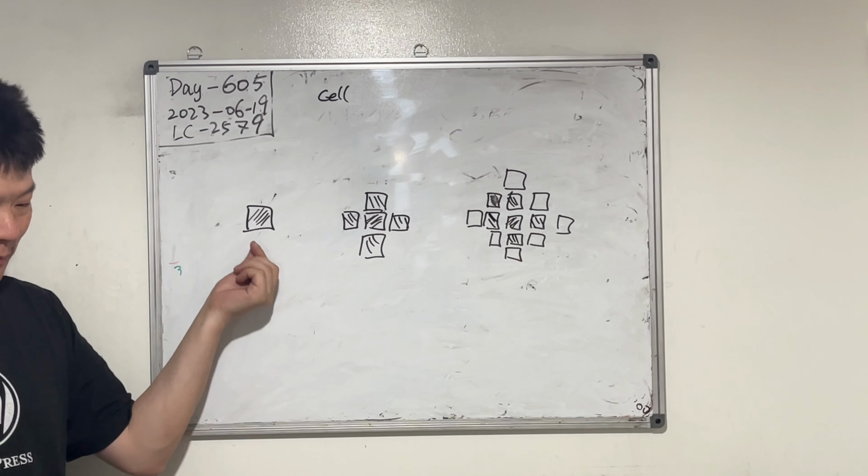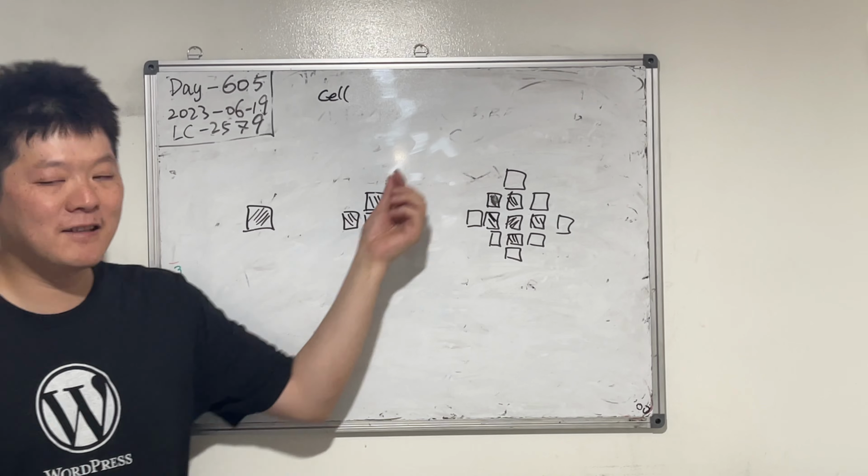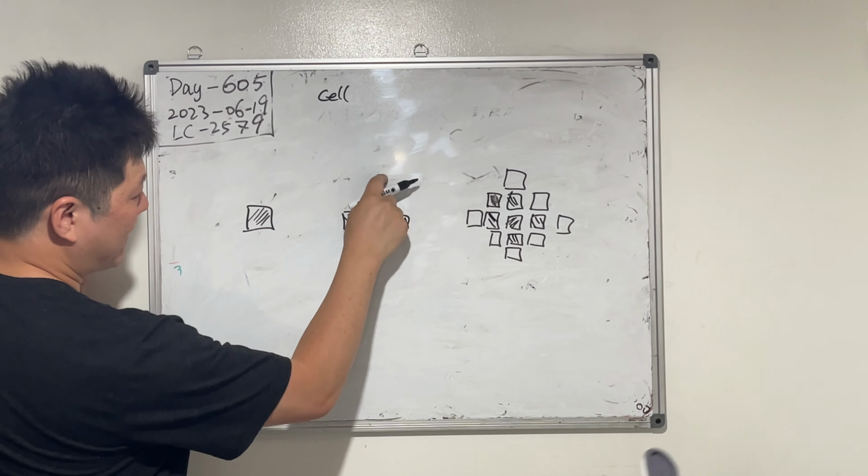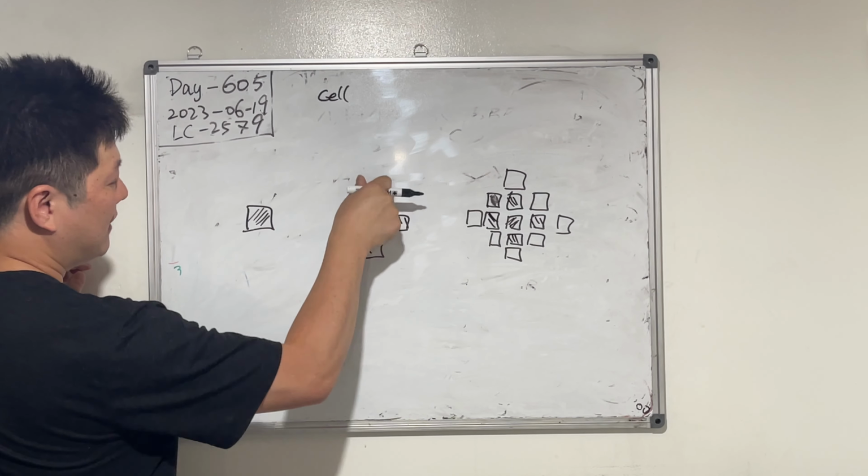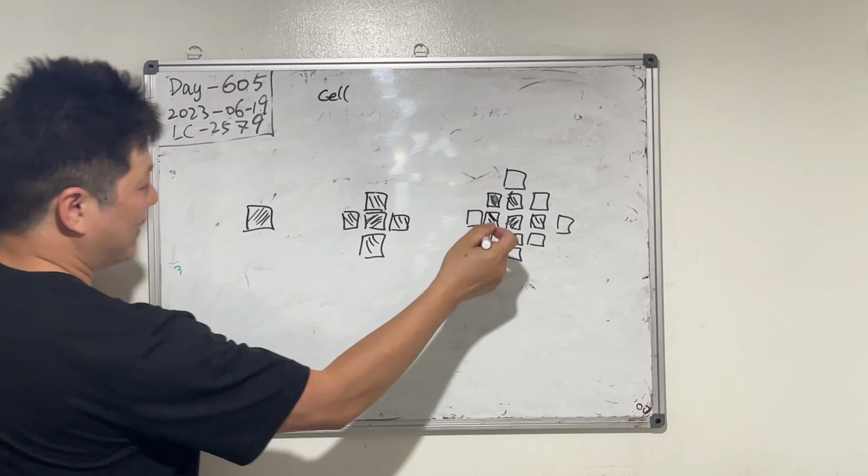So there are four, right? Because look, there are four sides, and then there are four cells. And the next minute, these are the boundary, right? So these edges, we spawn other cells. So the question is that we want to find out the number of total cells after n minutes.